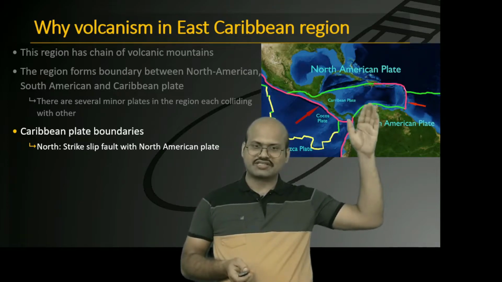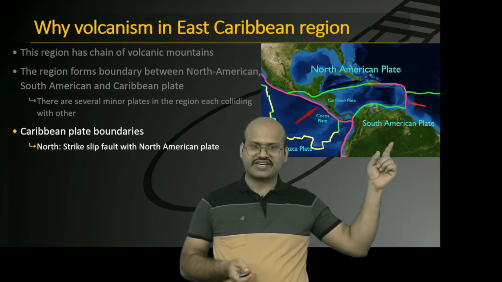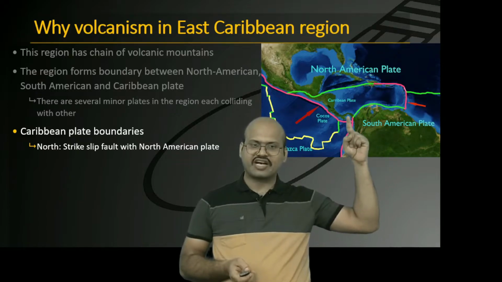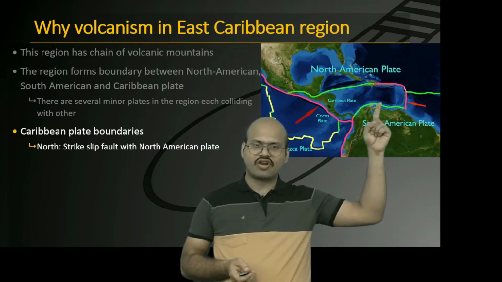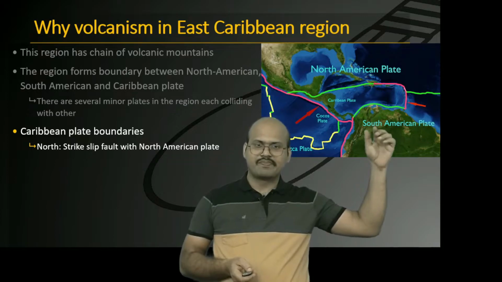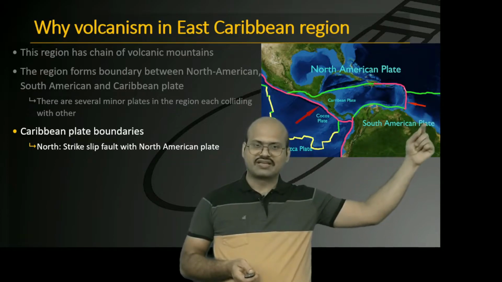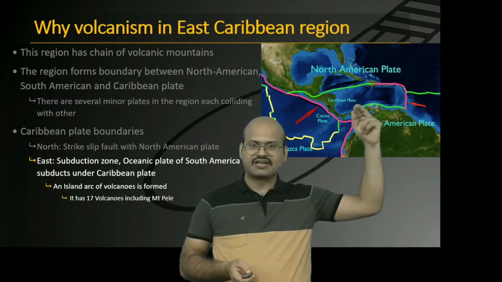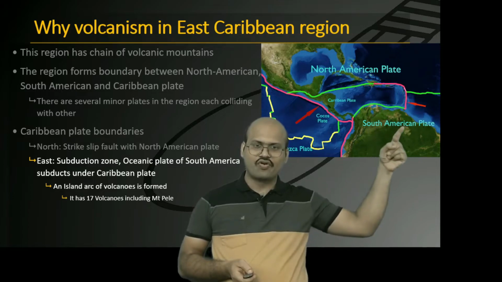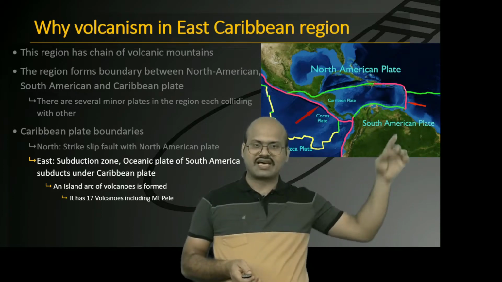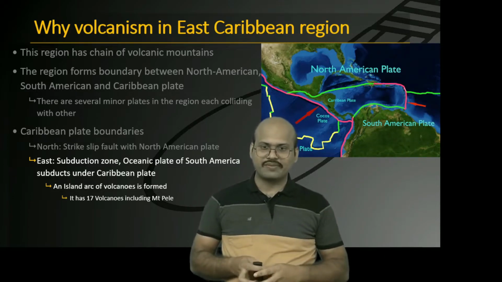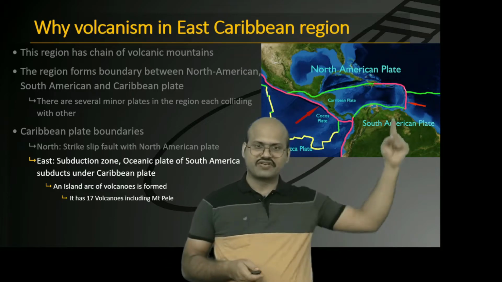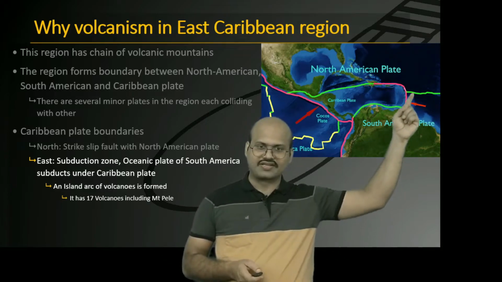Similar thing occurs in the south. In the south, we see that the South American plate forms a transform boundary. Therefore, no volcanism occurs here. But when we go to the east, we see that the South American plate is subducting under the Caribbean plate. And because it is subducting, it creates a region of volcanism. Here there are 17 volcanoes, including Mount Pelee. Therefore, this is a very active volcanic region.